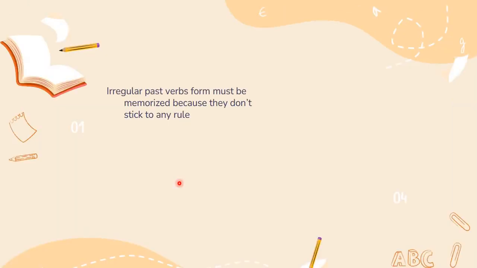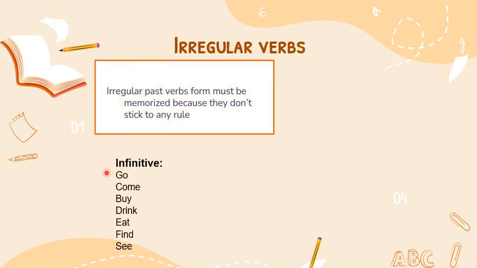Then after we have the irregular past verbs, whose forms must be memorized because they don't stick to any rule. So the irregular past verbs have no rule. They are simply going to be memorized. Let's have some examples here. We have, for example, the infinitive of some verbs: go, come, buy, drink, eat, find, and see. Then after, here we have the past tense of the same verbs.